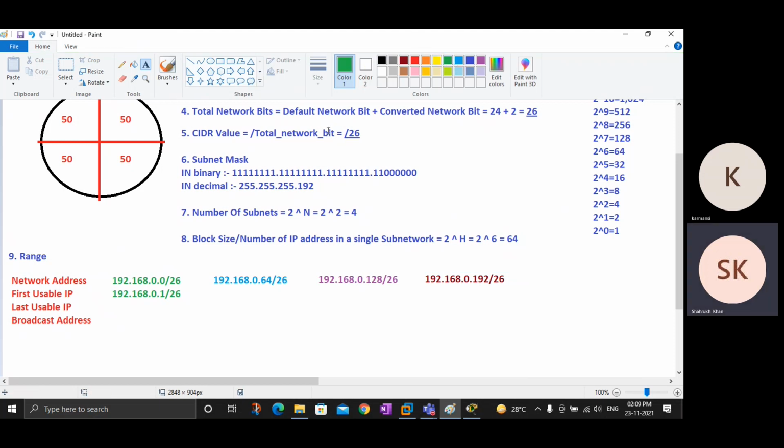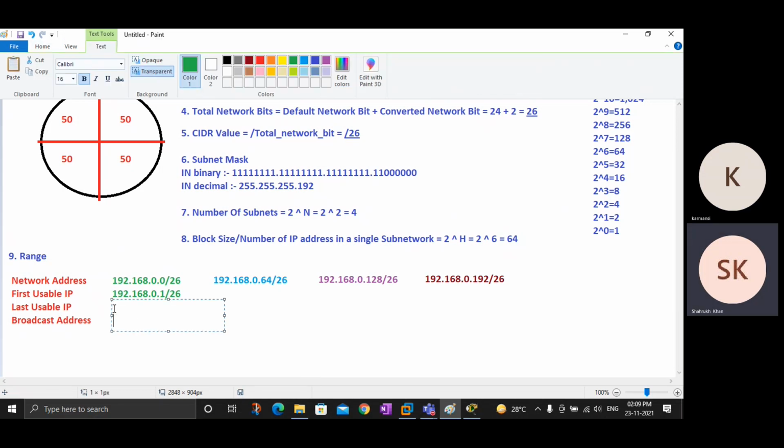Like the first usable IP will be just the next IP after the network address. Then the last usable IP, leave it for now. First write the broadcast address. So the broadcast address for the first subnetwork will be 192.168.0.63. Why 63? Because 64 is being used by the second subnetwork. You can say the broadcast address for the first subnetwork will be an IP just before the network address of the second subnetwork.